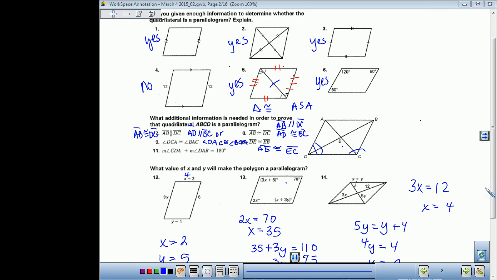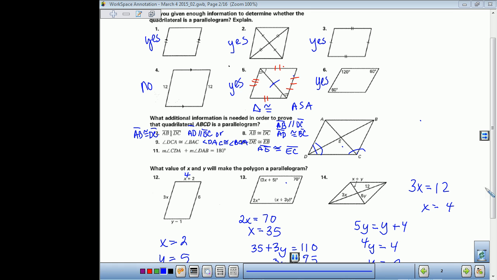Okay, so we're going over our warm-ups. Number 1 is yes, because if we have one pair of sides that is both congruent and parallel, that is enough to prove a parallelogram. Number 2 is yes, because the diagonals are bisected. Do you see they bisect each other? Yes. Number 3 is yes, because the opposite sides are congruent. Both pairs of opposite sides are congruent.